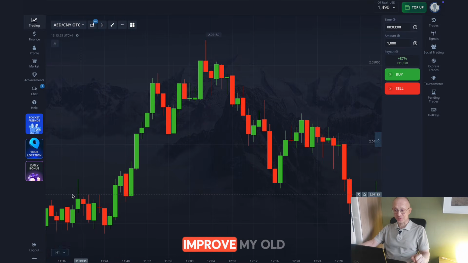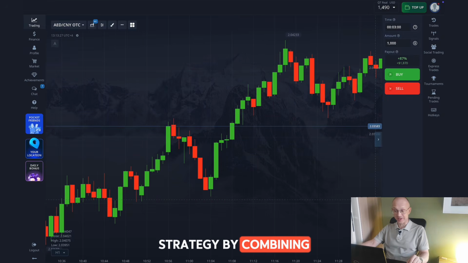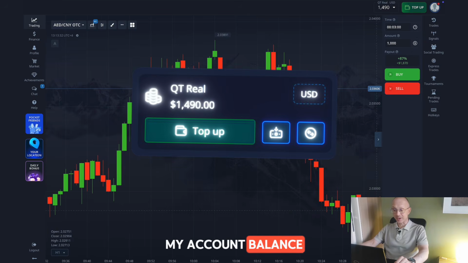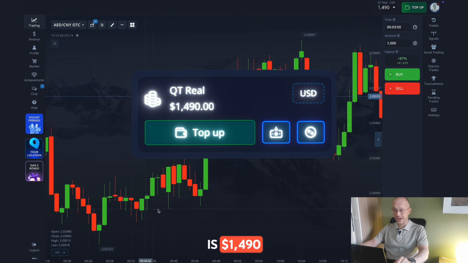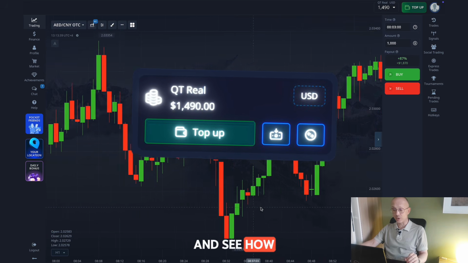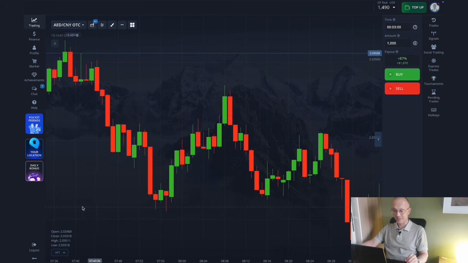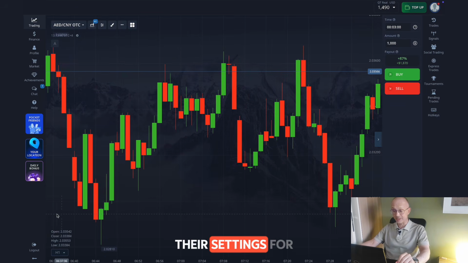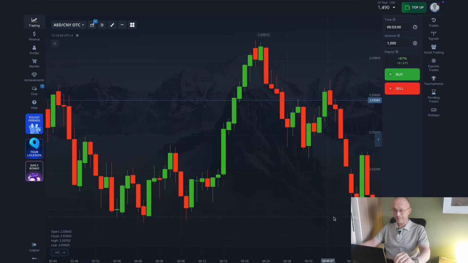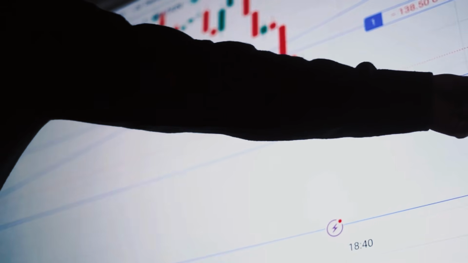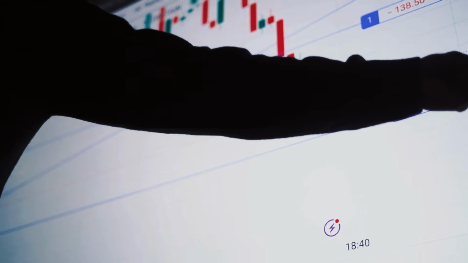Hello, my name's Stanley. Today I decided to improve my old strategy by combining the ARUN and the MACD indicators. My account balance is $1,490 and my goal is to test this combination and see how it performs in today's market. These indicators used to work well and I adjusted their settings for more accurate signals. Today I'll be observing how they interact to find moments to enter the market when the trend becomes clear and stable.